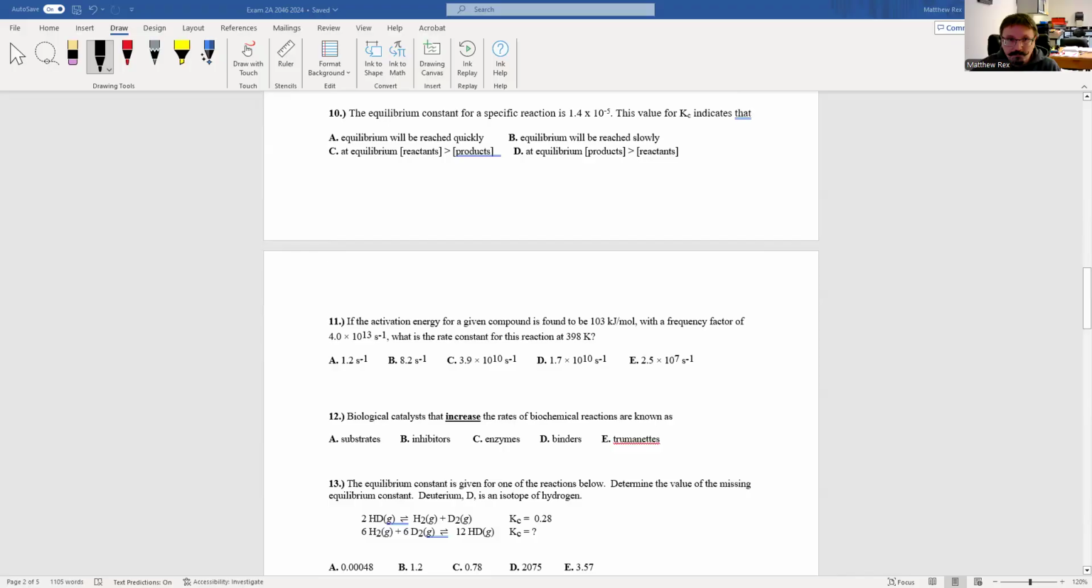All right. Here, activation energy. So we're going to use the Arrhenius equation for this one. The Arrhenius equation is: rate constant equals our frequency factor, A, times e raised to negative activation energy over the ideal gas constant times temperature. So in this case, our activation energy is 103 kilojoules.